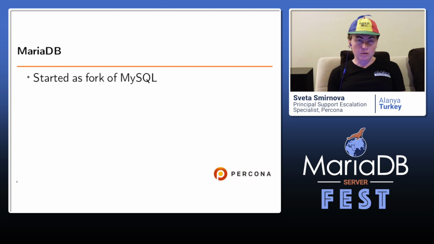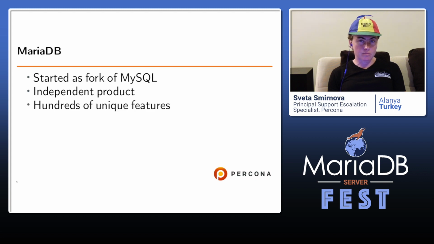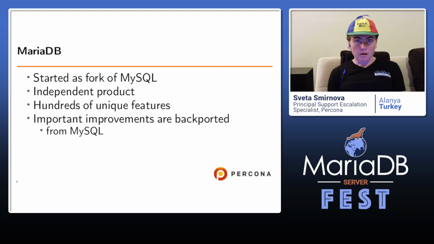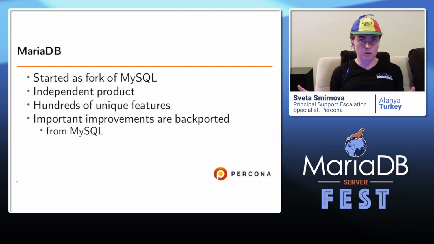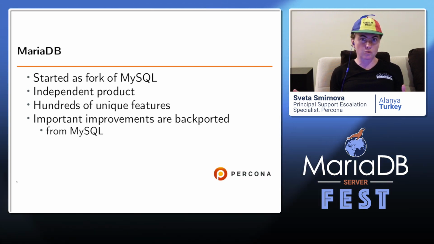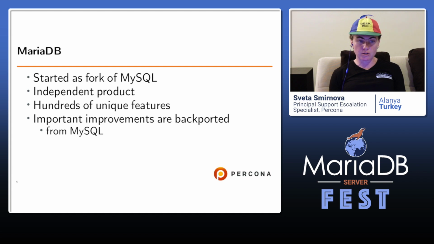And a little bit about MariaDB. MariaDB started as a fork of MySQL, and then it became an independent product with many unique features. At the same time, since it started as a fork, it started as a fully compatible fork of MySQL, and many important improvements are backported from MySQL. Before, it started as a fork, but now improvements get imported, so these are different code bases, and you need to understand this when migrating, especially from the latest versions of MySQL to the latest versions of MariaDB.